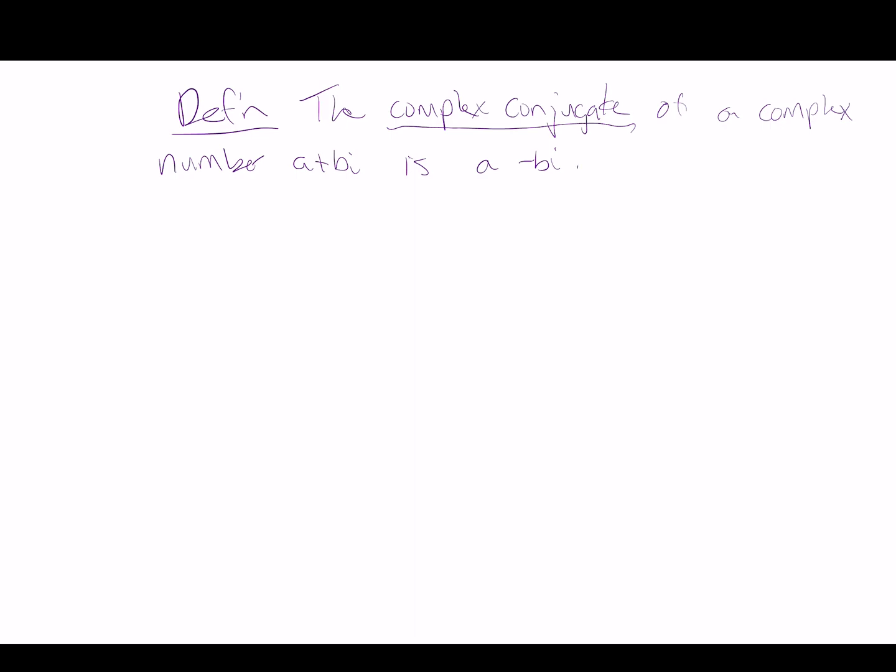Let's find some complex conjugates. Find the complex conjugate of -3 plus 4i. So how do we find the complex conjugate? Well, we just change the sign in front of the imaginary part. So the complex conjugate is -3 minus 4i.